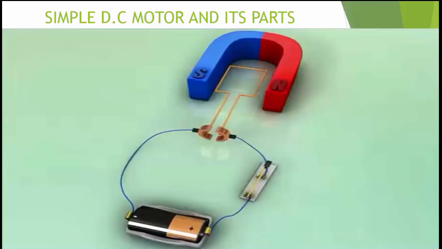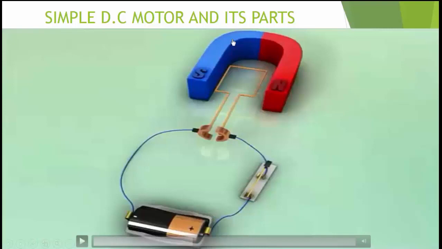Then there are split rings. Here we can see a half ring, and that is known as the split rings or commutator. This commutator is made of copper. Then there is a small black part, as shown in the figure. That one is known as a pair of carbon brushes, B1 and B2.